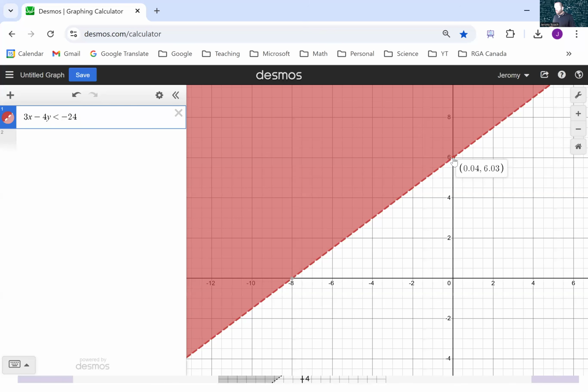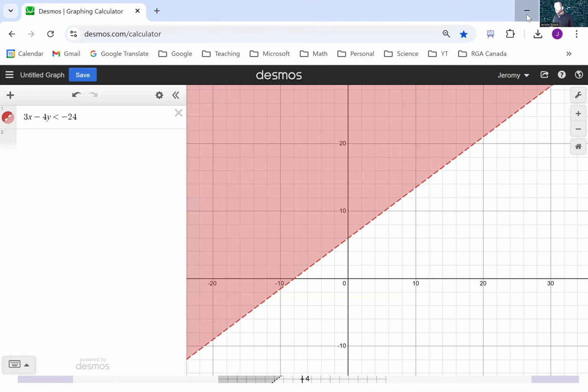And so it'll just tell you there's the y-intercept, 0, 6, and there's the x-intercept, negative 8, 0. So if you're doing the SAT test, you get to use this calculator. It's probably the fastest way to find the y-intercept and the x-intercept. And then it shows us the shaded region here as well.